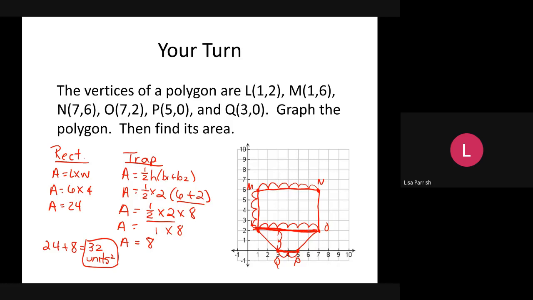That is how you find area and perimeter of polygons in the coordinate plane.